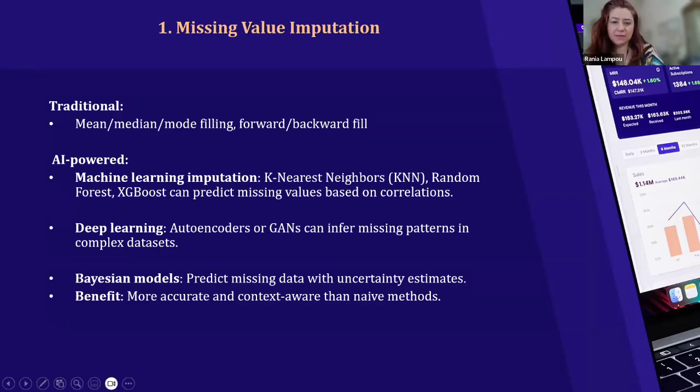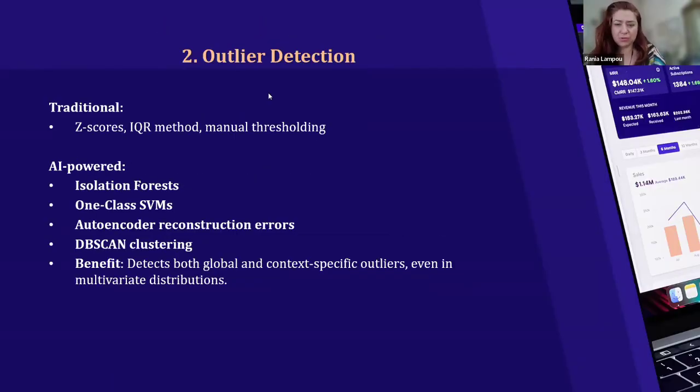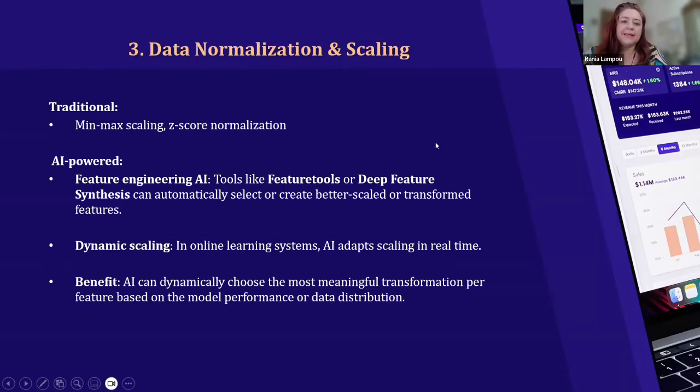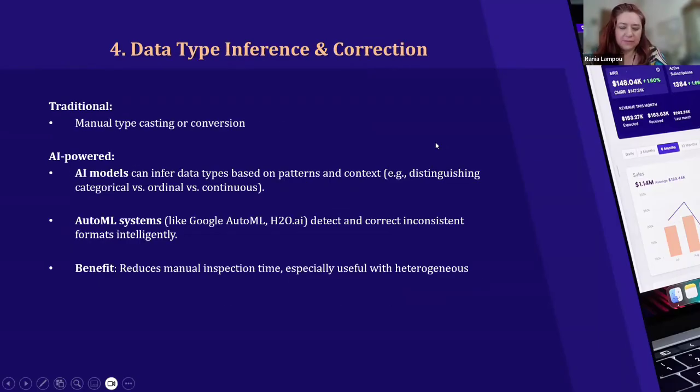The missing value I mentioned before, the outlier detection, disease scores, isolation forest, data normalization and scaling, data type inference, and correction. So it helps us with manual type casting or conversion. This model can infer data types based on patterns.